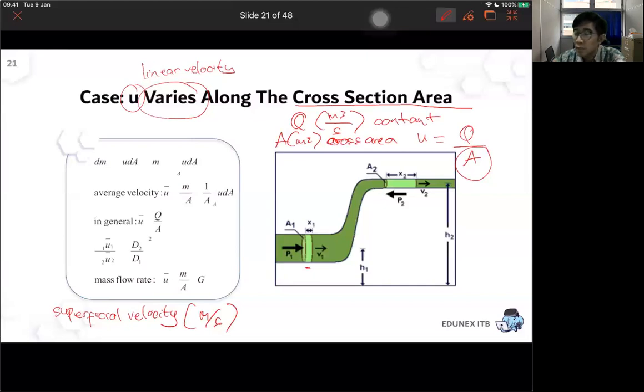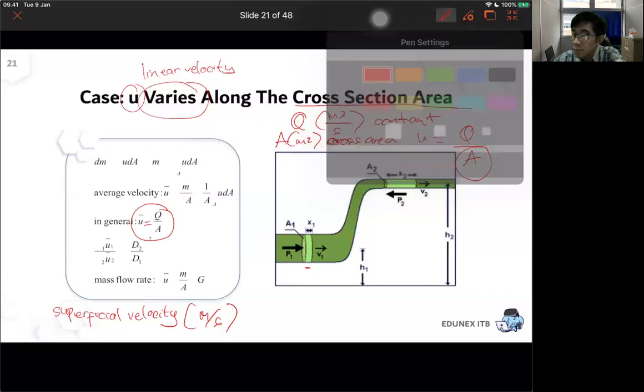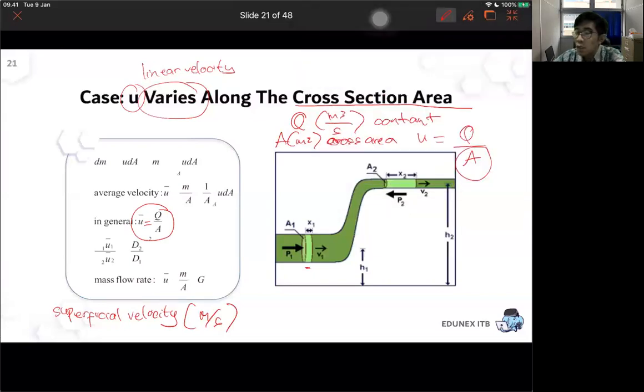So just use the general equation that average velocity is Q divided by A. Oh, one more. Sometimes you need to mention the flow rate in terms of flux. You still remember flux, right? Flux is mass flow rate divided by area. So the unit will be kilogram per second divided by square meters.